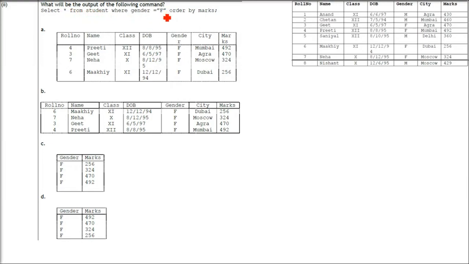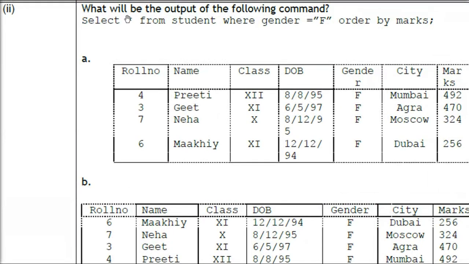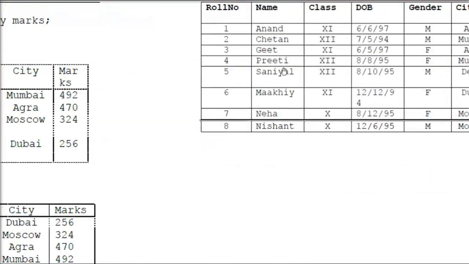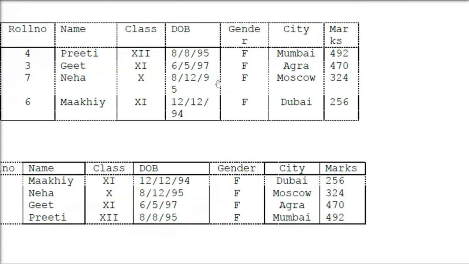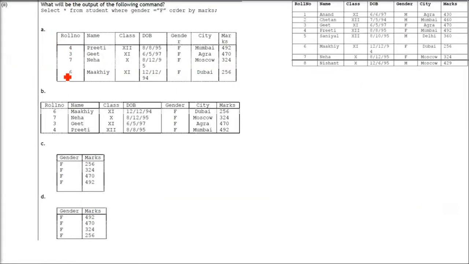What will be the output of the following command? Select star from student where gender equals female, order by marks. First thing is select star, that is, in the result all columns are going to come. So we have A, B, C, D results. All columns in A, all columns in B, but C and D, no, because all columns are not coming. Only 2 columns in C and D.